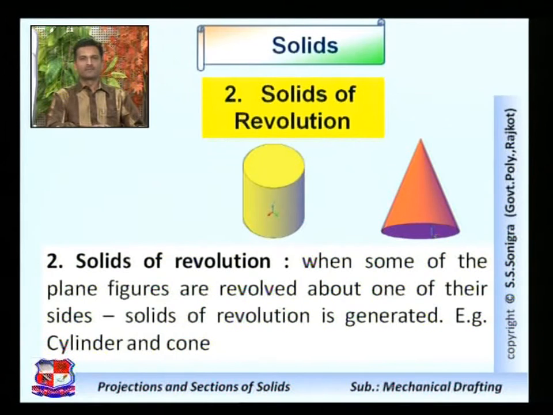You can see here, cylinder and cone are both curved by nature. The cylinder is formed by rotating a rectangle about one of its sides, and this cone can be generated by rotating a right angle triangle about one of its sides other than its diagonal. Any of the sides, we can form the cone.